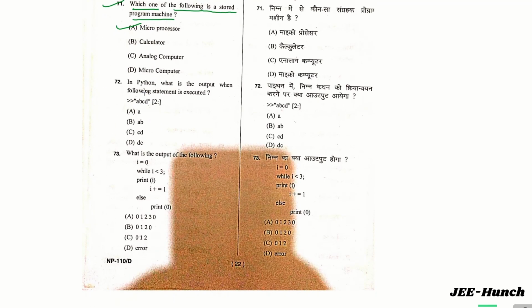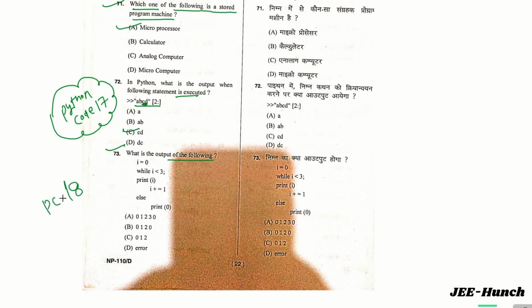72. In Python, what is output when the following statement is executed? So this is Python code 17. So ABCD, greatest integer, colon sign. So answer is CD. CD, last two digits. 73. What is the output of the following? This is your Python code 18. Okay.